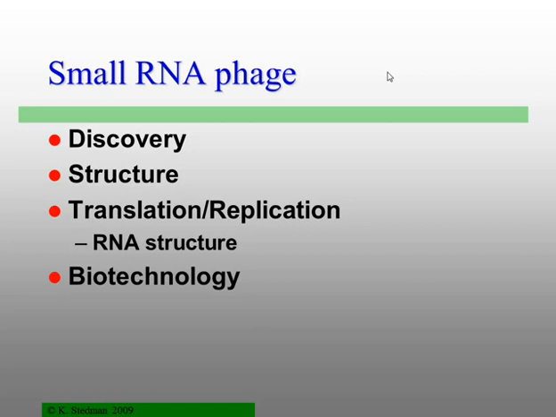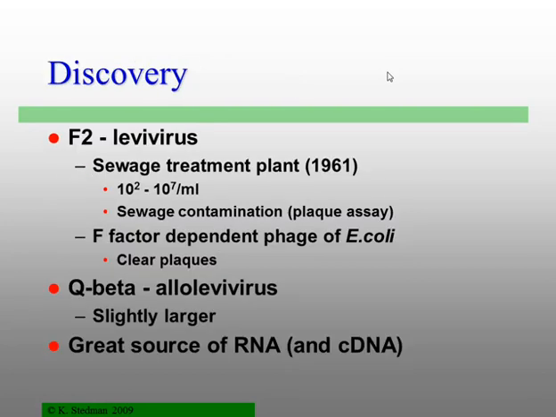But small RNA phage, this is something I'm going to try and do for each of the different viruses as we come up. These are going to be the really basic things that we talk about: how they found it, what the structure looks like, a little bit about the translation and replication. This is a very specific case with the RNA structure which is involved, and again, this translation versus replication process. And something which is pretty specific for these small RNA phage are some neat biotechnology applications which people have been using.